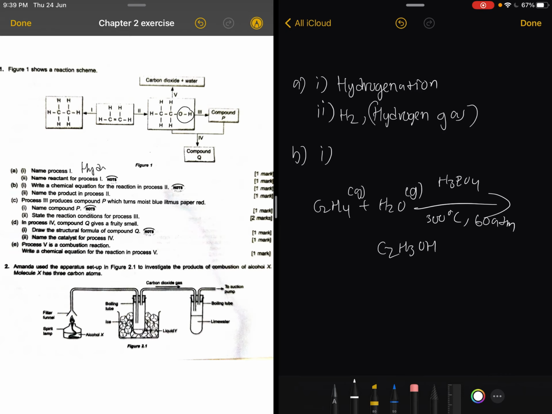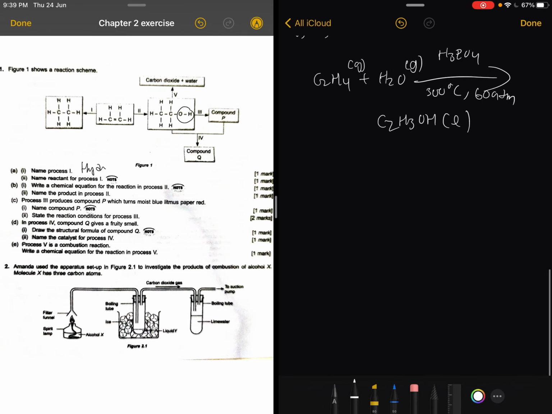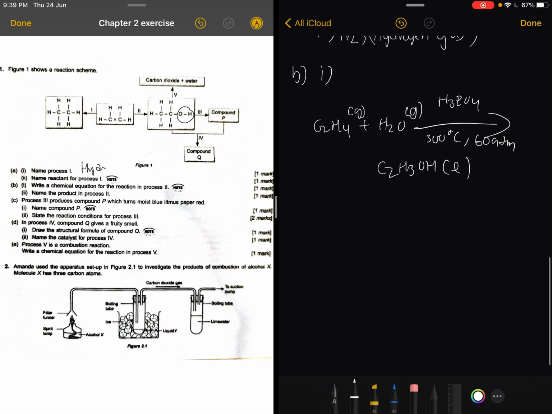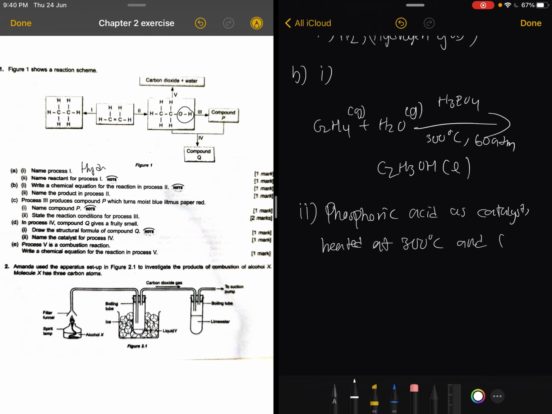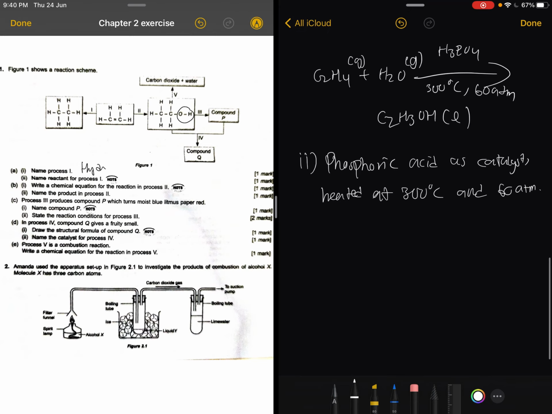Yeah. And then this is gas, this is steam, and this is liquid. Let's see, and then what's the reaction conditions? So the reaction conditions is this one, phosphoric acid as catalyst. You write it as acid as catalyst, and then heated at 300 degrees Celsius and 60 atm.